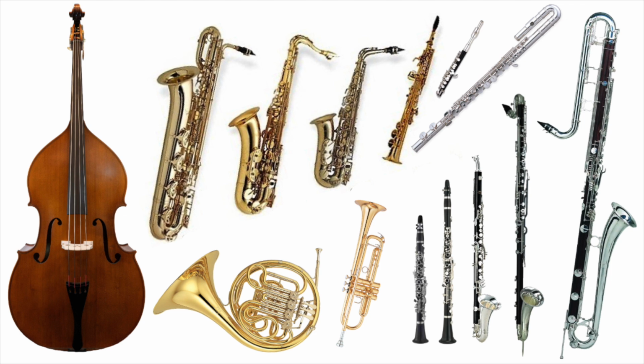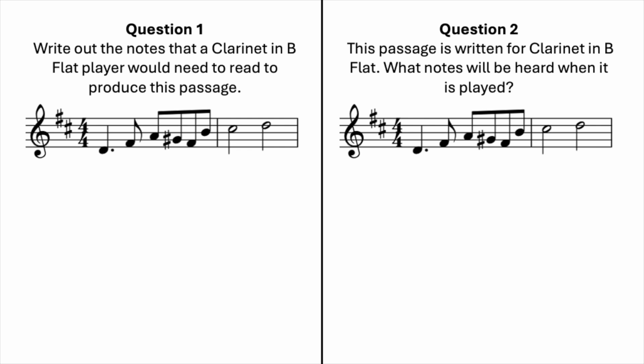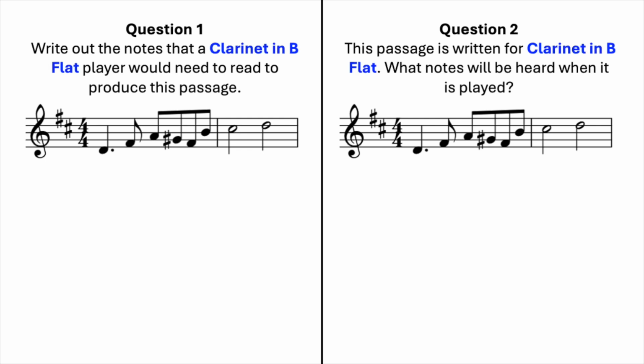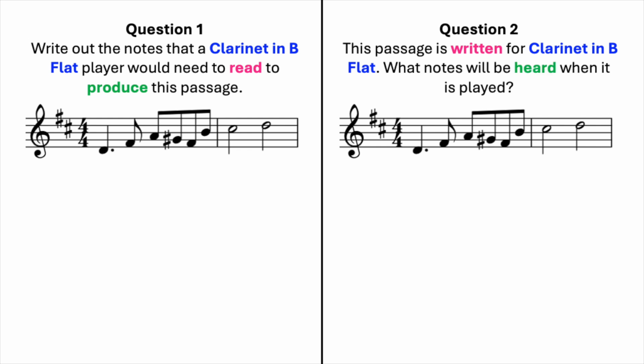Before we begin, I need to highlight a very important point. Here we have two questions that are asking you to transpose for clarinet in B flat. If we take a closer look at the questions though, you will see that they are asking for very different things. Question 1 reads, write out the notes that a clarinet in B flat player would need to read to produce this passage, while question 2 reads, this passage is written for clarinet in B flat. What notes will be heard when it is played?